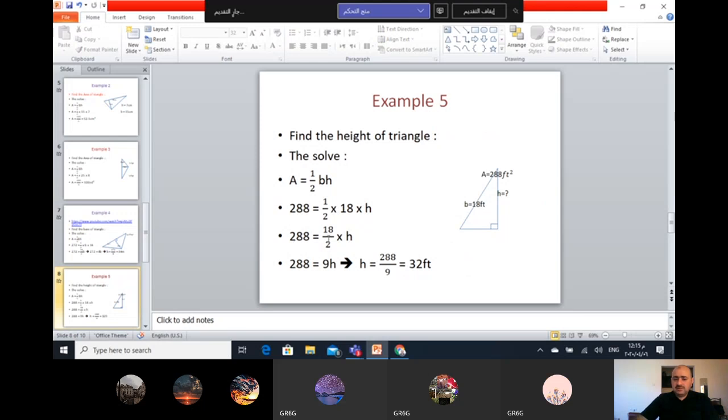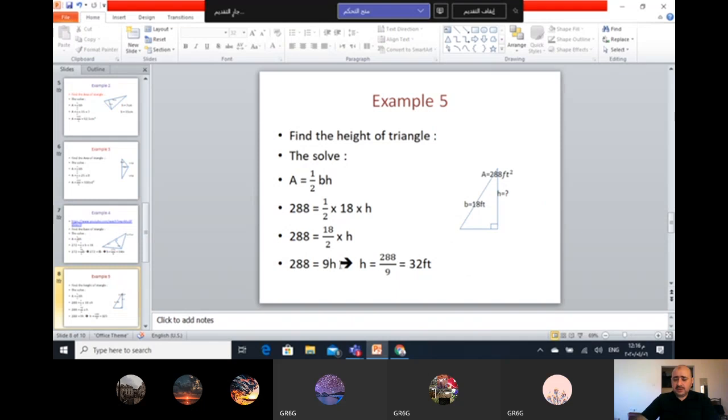On this side, we have the same number, 288. On the next side, I can multiply 18 by 1 over 2. 18 times 1 is 18 over 2. And here we have the same variable, h. Now, 18 divided by 2 will be 9, so we have 9h.